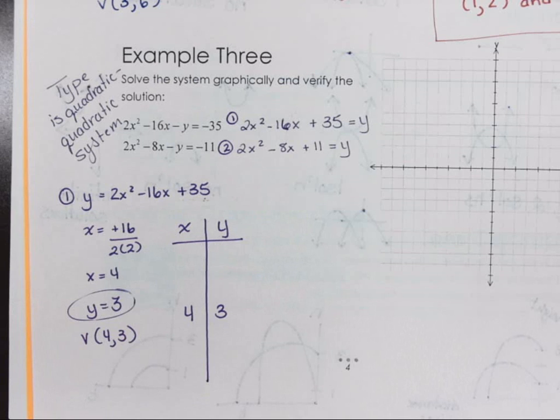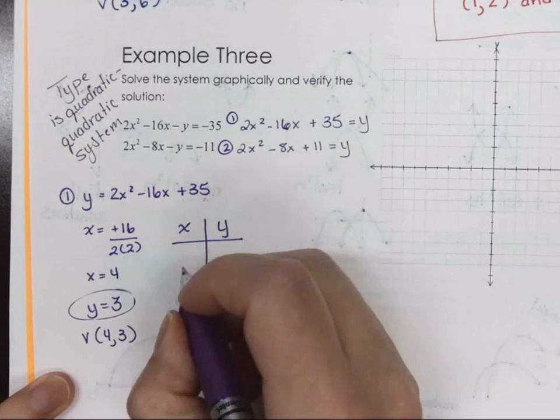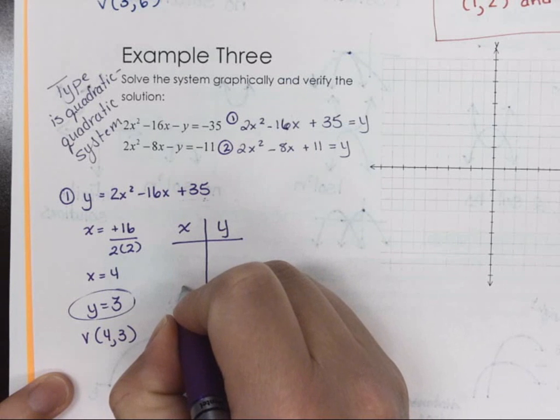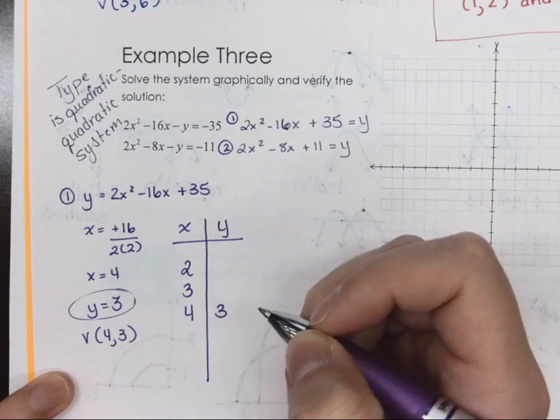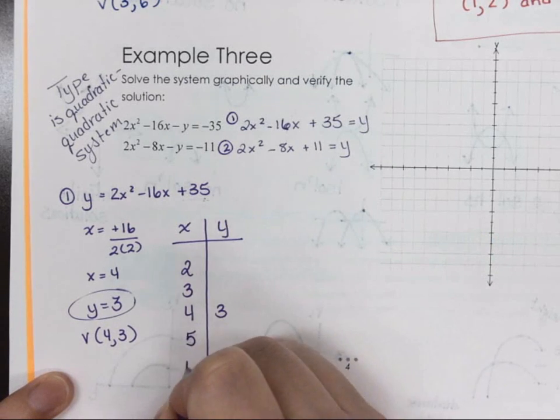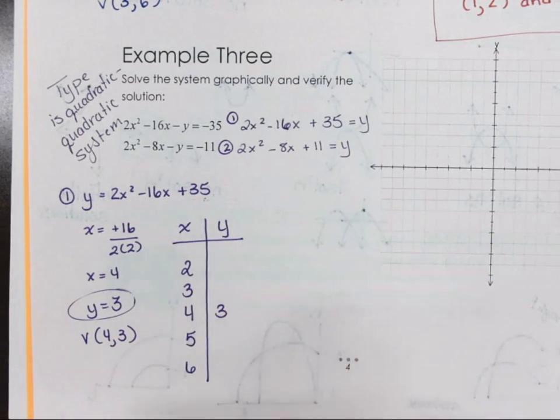So we're going to pick some points on the left-hand side and the right-hand side of that vertex. And again, I always plot my vertex in the middle of that table to remind myself to pick points on either side of it. And it should be symmetrical. So to the left of 4 is 3 and 2. And to the right is 5 and 6. Now we may not have enough points here, but at least this will get my graph down on the page and I'll get to see it.